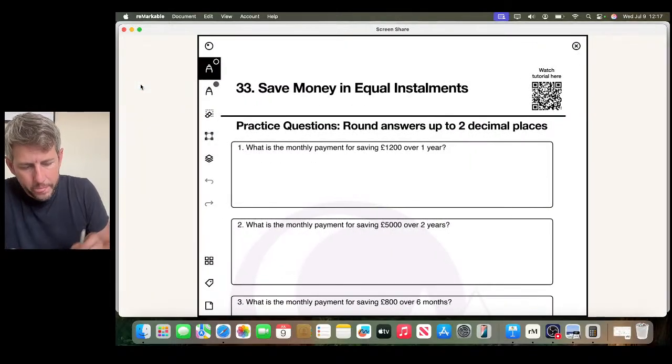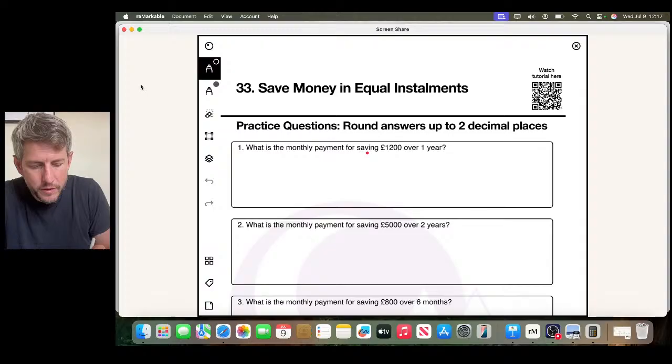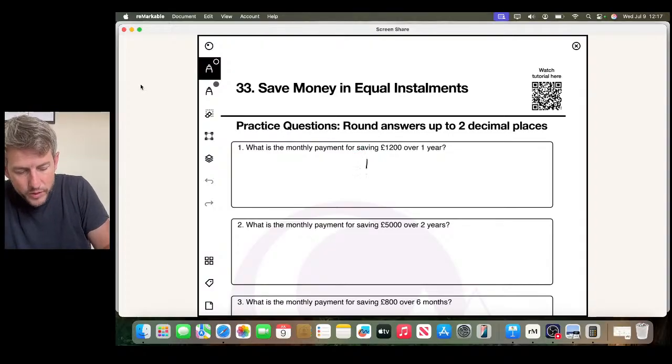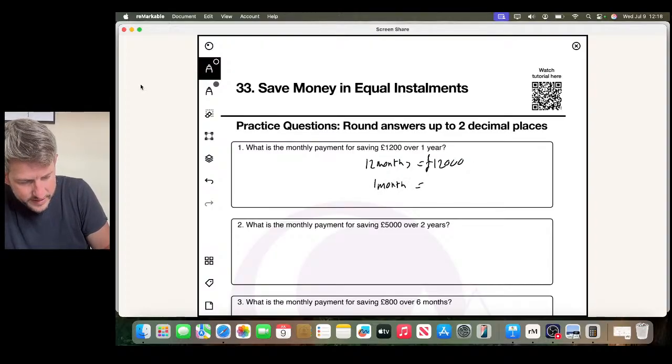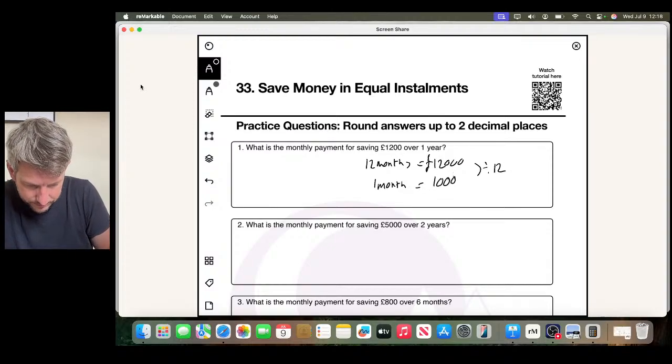Right. What is the monthly payment for saving £12,000 over 1 year? So that's 1 year is 12 months. So 12 months equals £12,000. So 1 month is this divided by 12. So that would be £1,000.